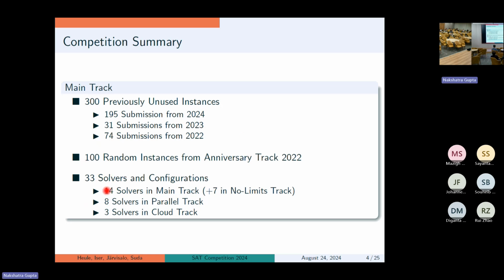Yeah, we had 33 configuration submissions. That includes basically solvers and configurations thereof. Participants were allowed to submit up to 4 configurations. Some teams used that, others didn't. So 14 solvers participated in the main track, which is an unusually high number. 7 participated only in the no limits track. Let's also discuss that later. We had 8 solvers in the parallel track and 3 solvers in the cloud track.